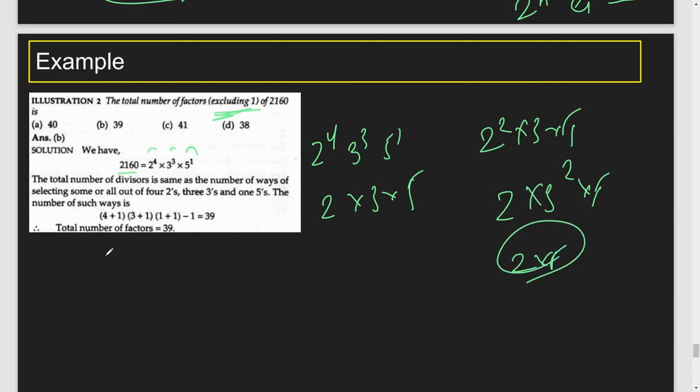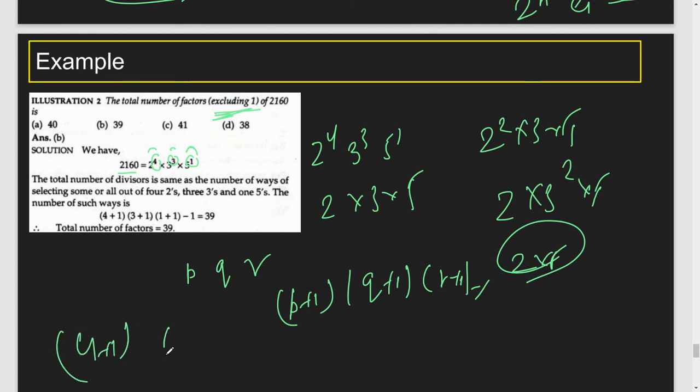So what are all the possible combinations? We can say that out of 4 twos, out of 3 threes, and out of 1 five, we have to choose them, either one or more. This is something like P elements of one kind, Q elements of second kind, and R elements of third kind. So it is chosen by (P plus 1)(Q plus 1)(R plus 1) minus 1. So it will be (4 plus 1)(3 plus 1)(1 plus 1) minus 1.